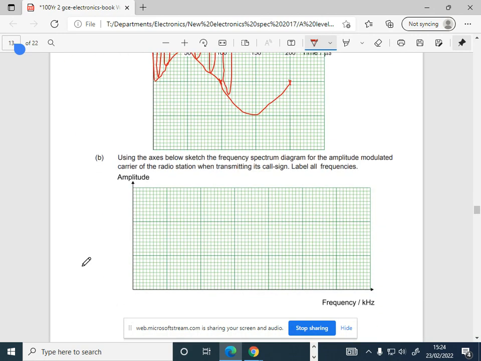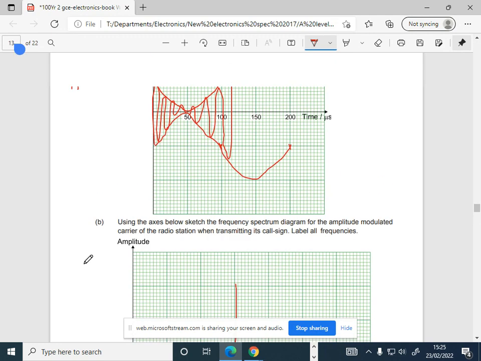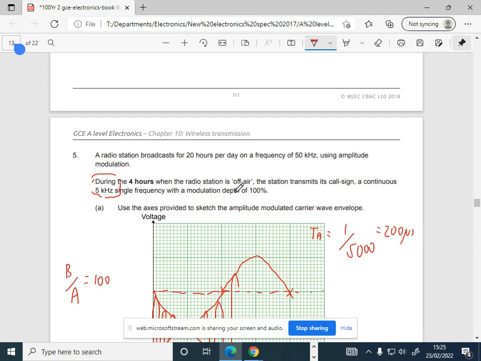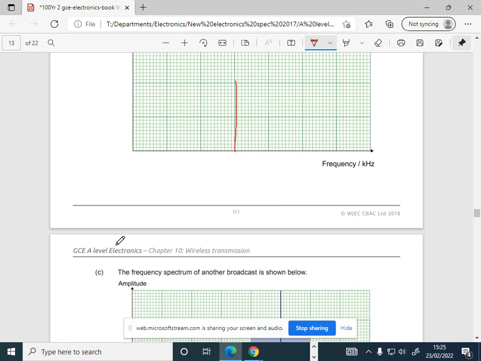Okay. Frequency spectrum. Well, it's blatantly going to be the middle frequency. If you read the question, middle frequency, the carrier frequency, 50K. It's in kilohertz. 1 either side. No prizes for guessing. Up by 5, down by 5. I know it's dead easy, isn't it?